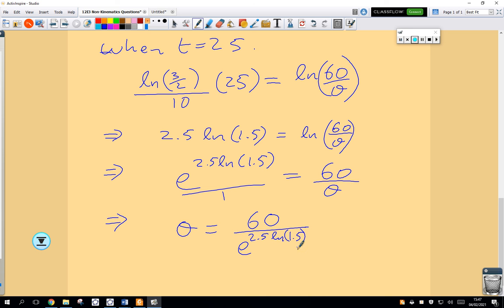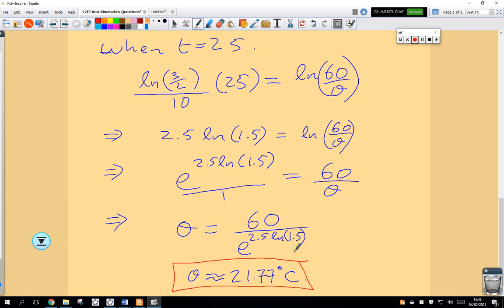And you can plug that into your calculator. You can plug it exactly as it is. You should get an answer from there. So let me just do that on my calculator. I'm going to get 60 over e to the power of 2.5 times the natural log of 1.5, and my answer is going to be 21.77 degrees Celsius. Okay, so there's my value after 25 minutes. That's going to be my temperature.